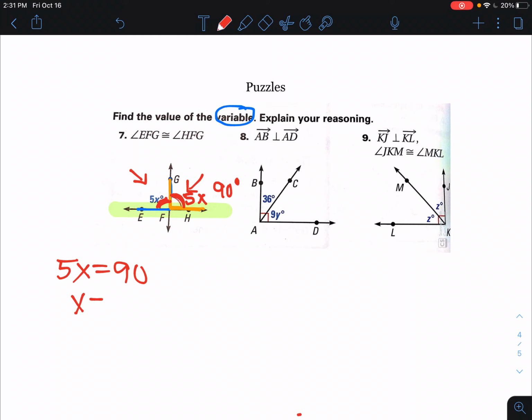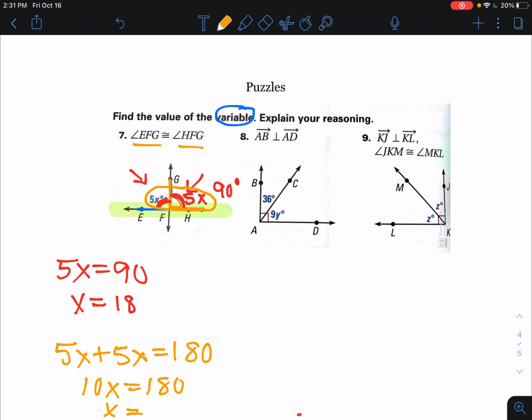What does x equal? Well, we'd have to do a little algebra, divide both sides by 5, and I end up getting 18. If this isn't sitting well with you, you also could have thought of seeing both of these as 5x, because it did tell you that they're congruent, and done 5x plus 5x equals 180. A little bit of supplementary or angle addition postulate, which you guys did really well on in the first chapter. And you would have ended up getting 10x equals 180, and you would have gotten the same answer.